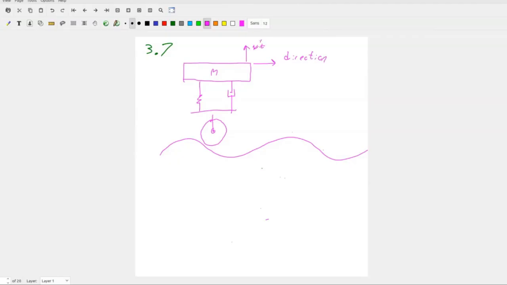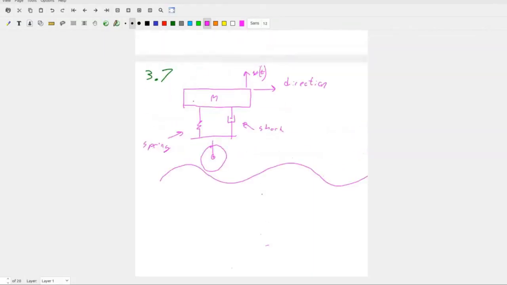And so we've got a direction of travel, and we have x of t. We've got our shock absorber and our coil spring. Right? And so we want to know, let's just say k is equal to 300,000 newtons per meter, and m is equal to 1,600 kilograms. So it's a pretty small car, like a Honda Civic.